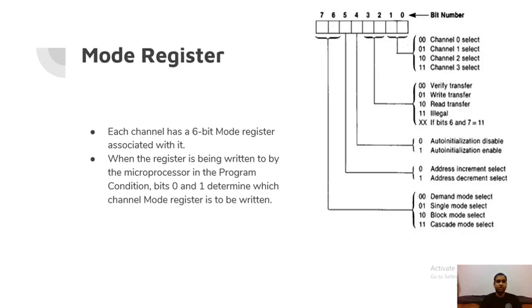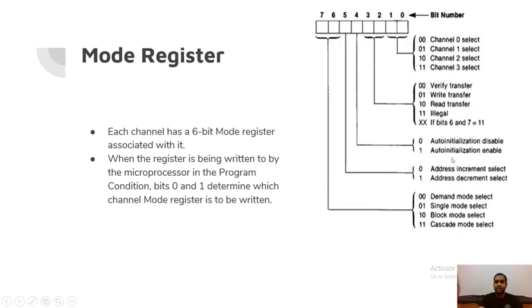The second register is the mode register. Each channel has a 6-bit mode register associated with it. When the register is being written to by the microprocessor in the program condition, bit 0 and bit 1 determine which channel mode register is to be written. Here you can see it is an 8-bit register, and the combination of the first 2 bits determines which channel has to be selected, and the combination of the next 2 bits determines the operation to be done, whether we want to verify transfer, write transfer or read transfer.